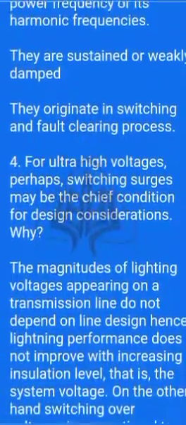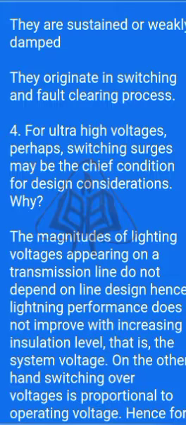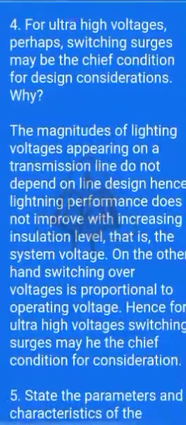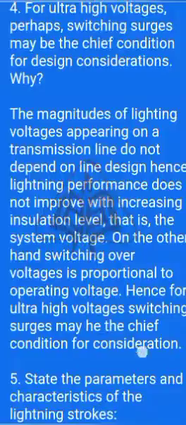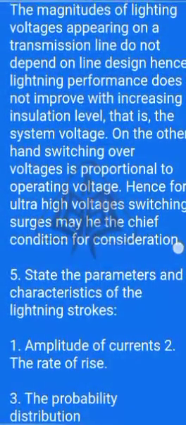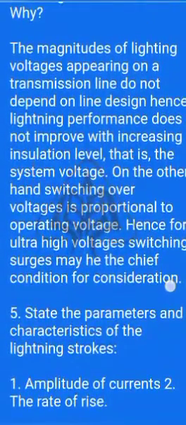4. For ultra-high voltages, perhaps, switching surges may be the chief condition for design considerations. Why? The magnitudes of lightning voltages appearing on a transmission line do not depend on line design, hence lightning performance does not improve with increasing insulation level, that is, the system voltage. On the other hand, switching overvoltage is proportional to operating voltage. Hence, for ultra-high voltages, switching surges may be the chief condition for consideration.